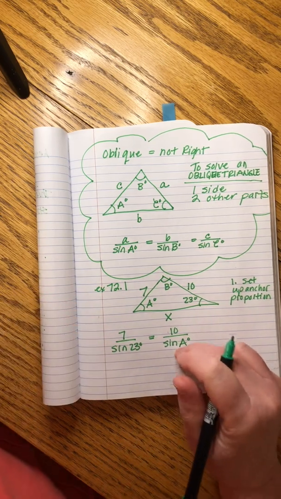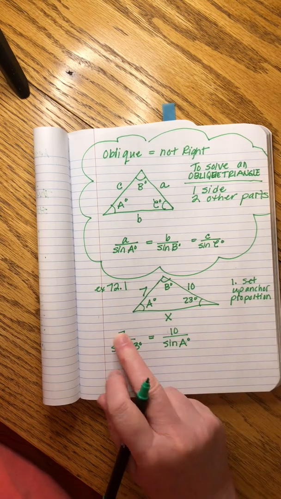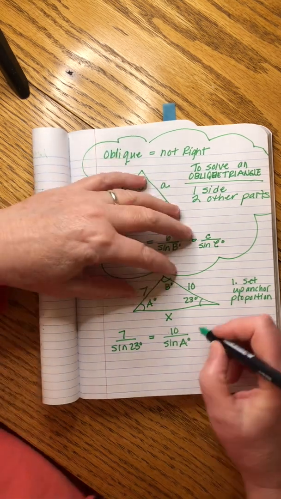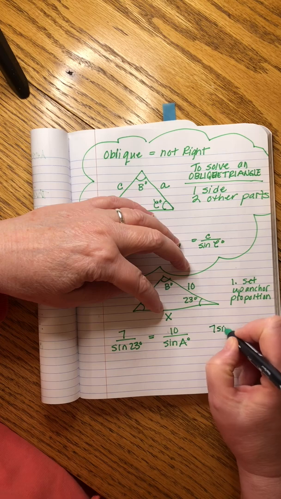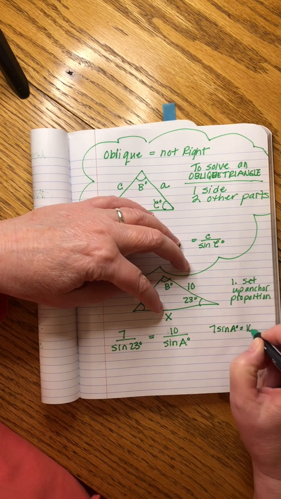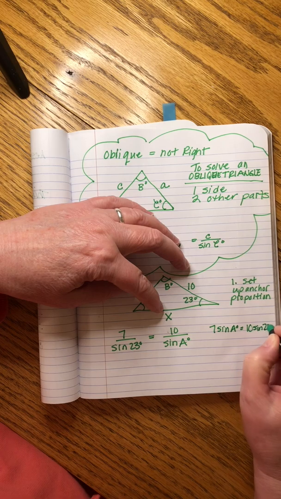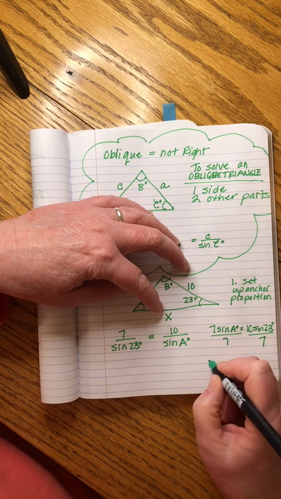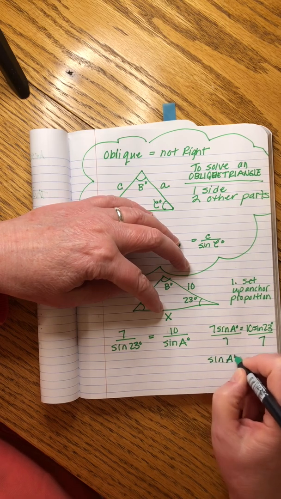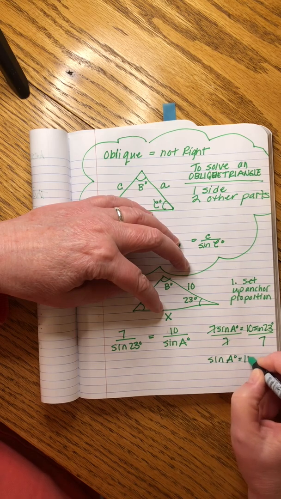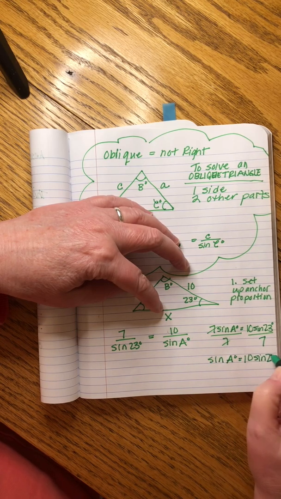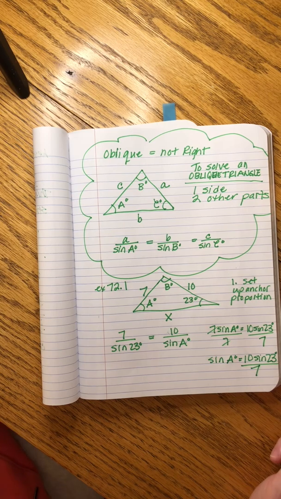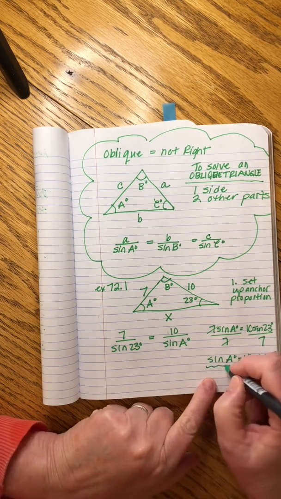We want to get this sine of A by itself because we can turn this into a number. That already is a number, that already is a number. Here's where our variable is. So what I'm going to do is cross multiply. I'll do that over here. 7 times the sine of A degrees equals 10 times the sine of 23 degrees. And then I'll divide both sides by 7. And then we'll get the sine of A degrees, because this will cancel, equals 10 times the sine of 23 degrees divided by 7.